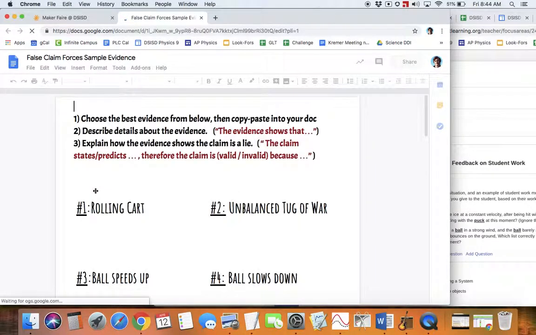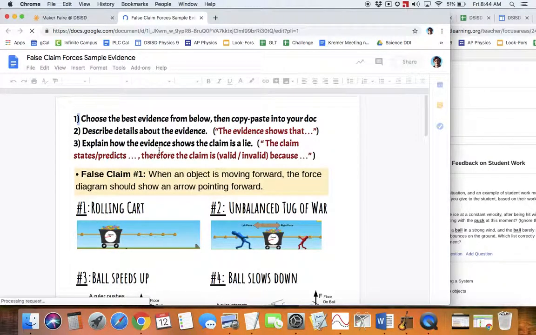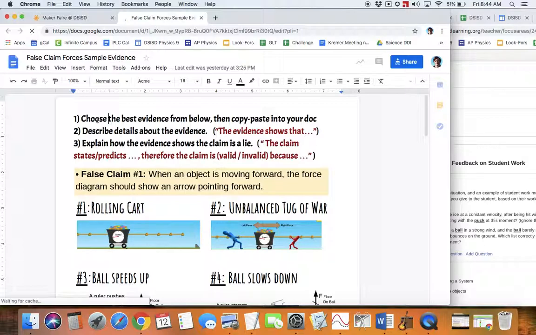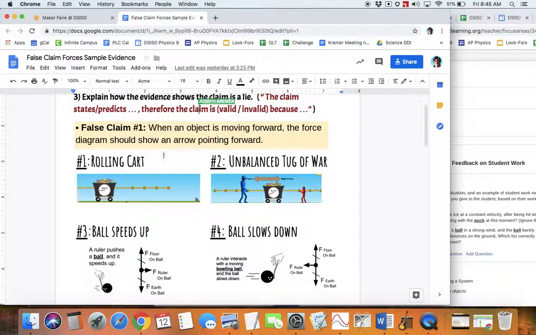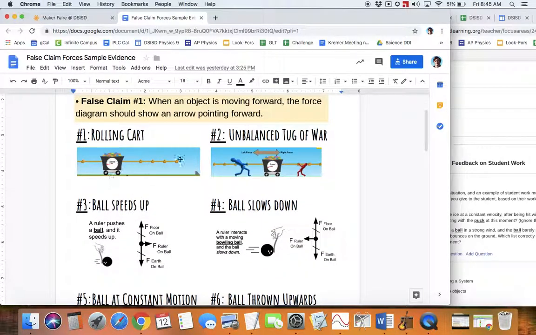And notice when I go there, I've got some clues on how to complete this. Step one, choose the best evidence from below, then copy paste into your doc. We're going to focus on that first. Before we do any explaining or writing, we're going to choose evidence first so that our writing is about that evidence. So I'm trying to look down here and see which of these pieces of evidence shows that when an object is moving forward, the force diagram should show an arrow pointing forward is wrong.